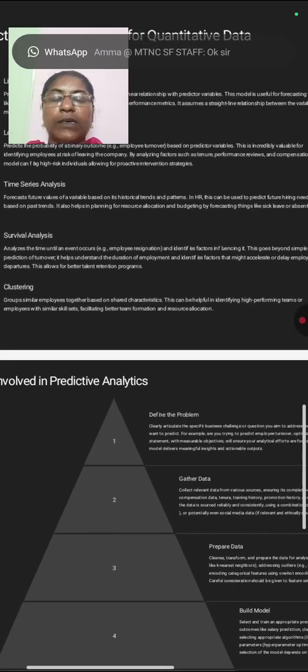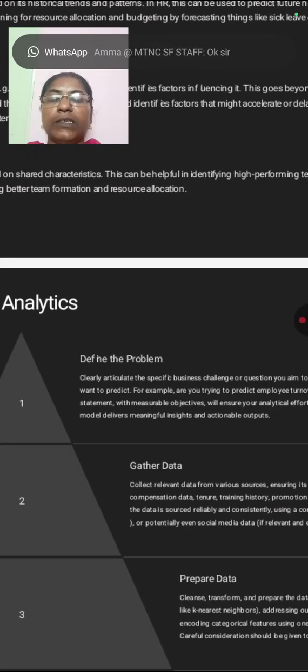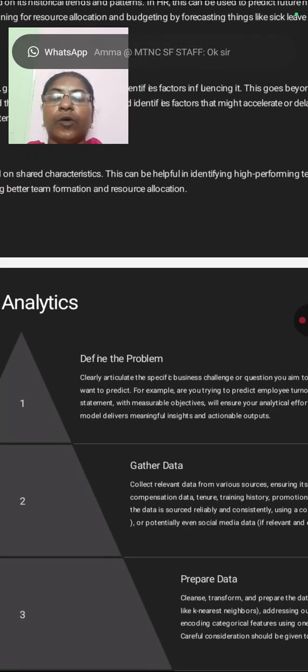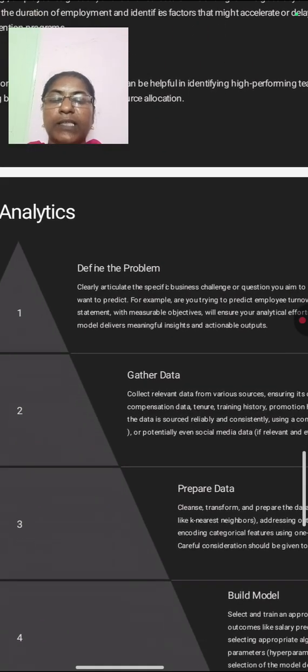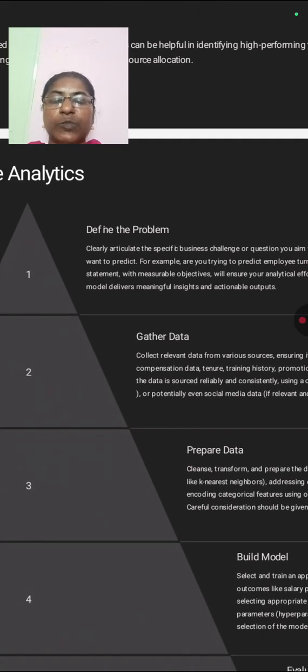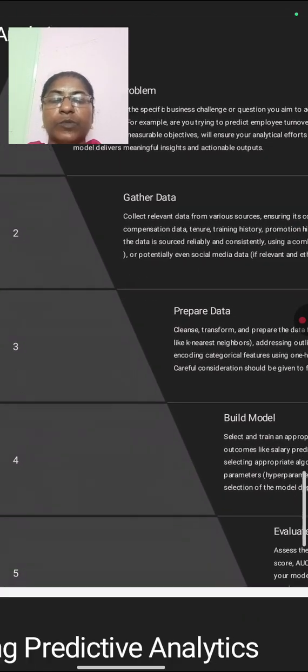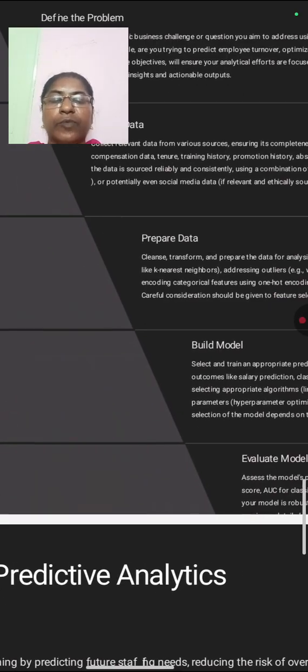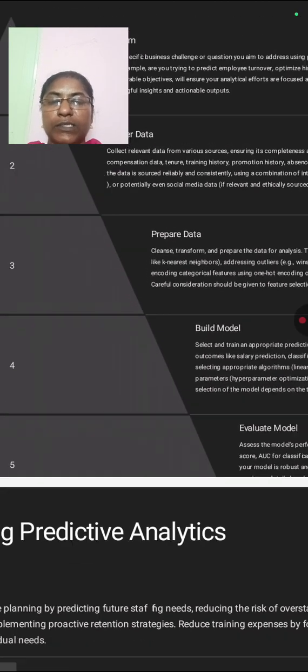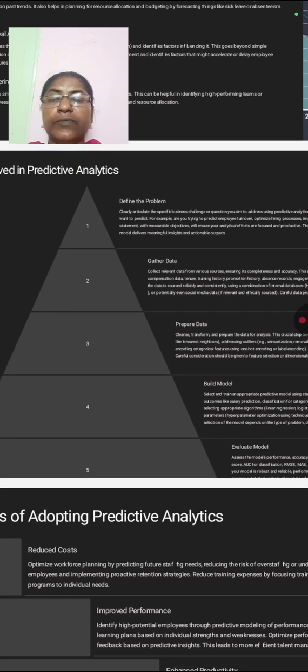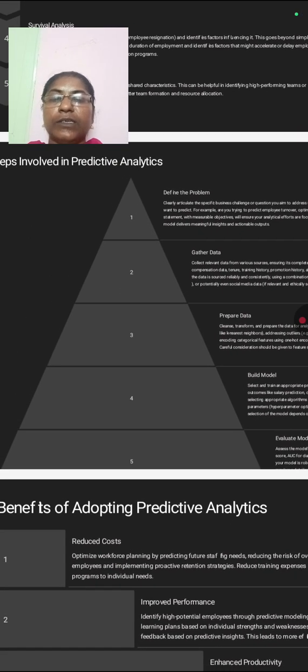The steps involved here: the first step is define the problem, the second is gather data, the third is prepare the data, the fourth is build the model, and the fifth is evaluate the model. So these are the steps involved in predictive analytics.